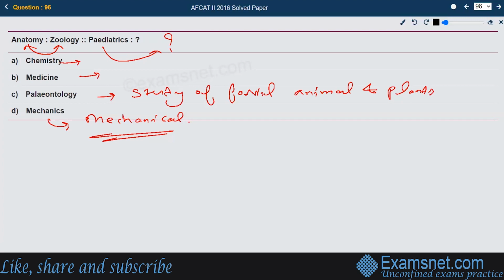Now the connection, anatomy and zoology. See, anatomy is nothing but a branch of zoology. Okay, branch of zoology. So pediatric should be branch of something. What is pediatric? Pediatric is a branch of the field called medicine. So the right answer becomes option number B, medicine.